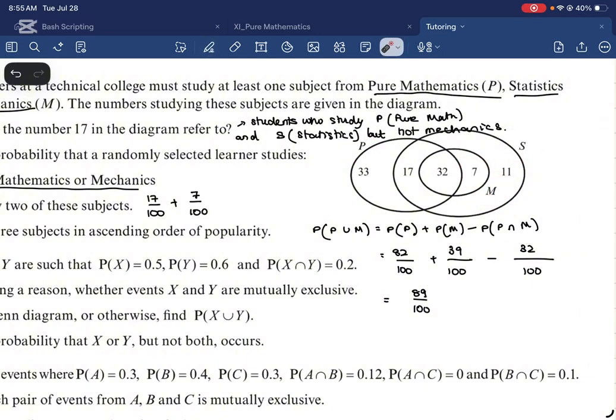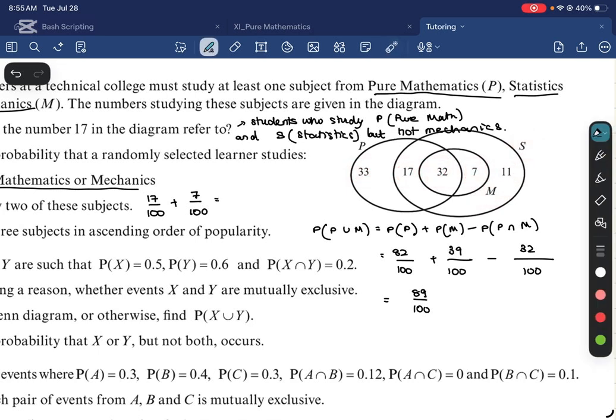And let's see if we can find any more combinations. So 33, you don't need to consider this. You don't need to consider 11. There are 7 students who study both statistics and mechanics. There are 32 students who study all 3, so you can't count them. And you have 17 students. So these are the only 2 cases. So you have 24 over 100.